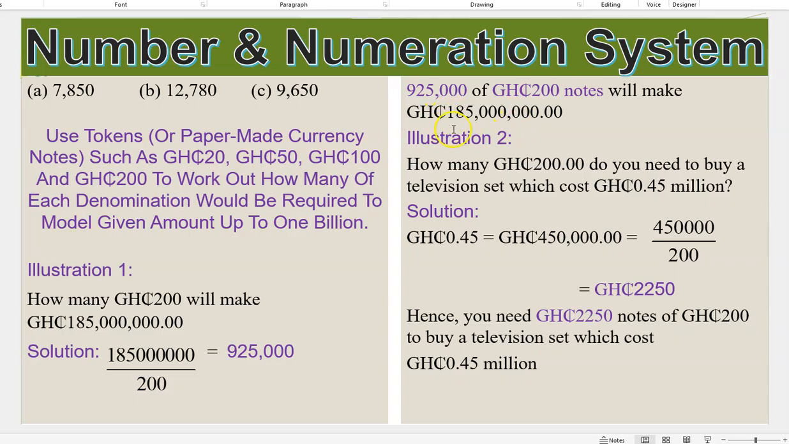Illustration 2. How many 200 Ghana cedis do you need to buy a television set which costs 0.45 million? Here, to get the answer, just multiply 0.45 by 1 million, and that will give you 450,000. So still, we are going to divide 450,000 by 200, and that will give us 2,250. Hence, you need 2,250 notes of 200 Ghana cedis to buy a television set which costs 450,000 Ghana cedis.